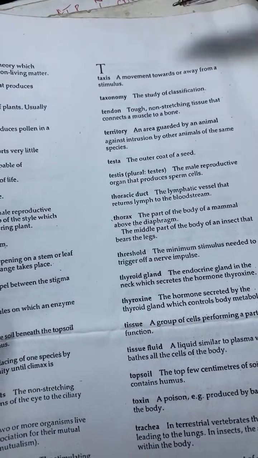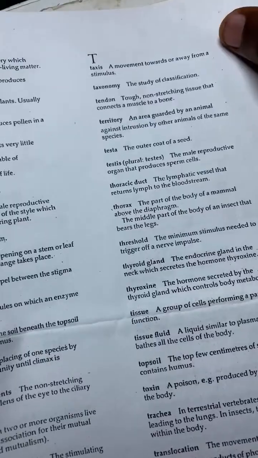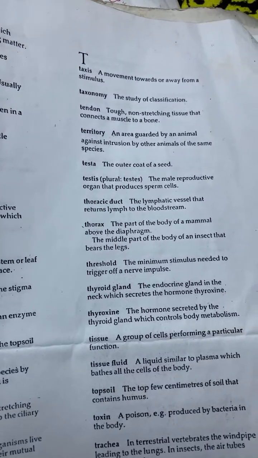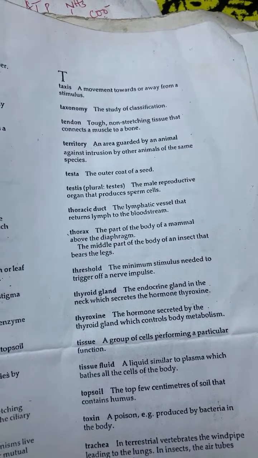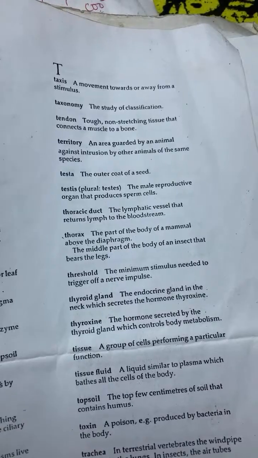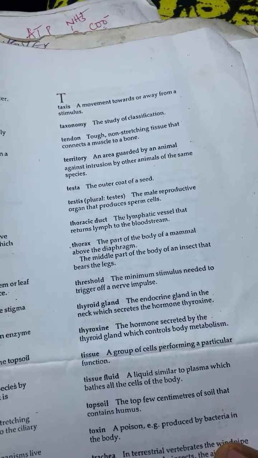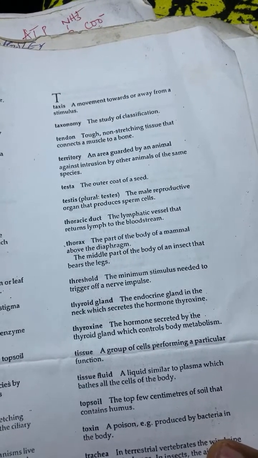T is taxis, a movement towards or away from a stimulus. A movement towards or away from what? A stimulus. And then we'll come here, we'll have what we call taxonomy, the study of classification. Organisms are classified, are we there now? According to their kingdom, the phylum, the class, the order, are we there now? The family, genus, are we there now? And species to which they belong.